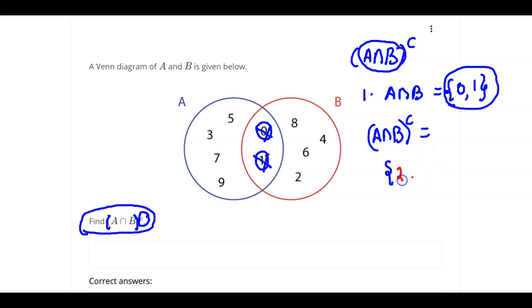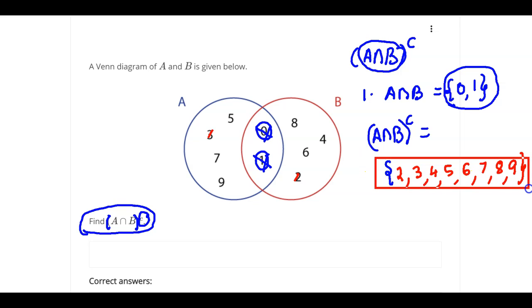Increasing order, that might be a little bit hard, but let me try. 2, 3, so 2 is done, 3 is done, 4, 5, 6, 7, 8, and 9. Hopefully I got everything. So there you go. That's how you work your A intersection B complement. Remember, they don't want A intersection B, they want A intersection B complement. And that is your answer. All right, let's move on to the next section.